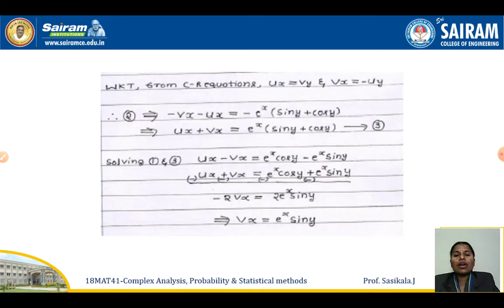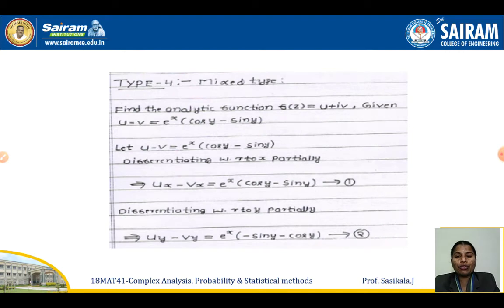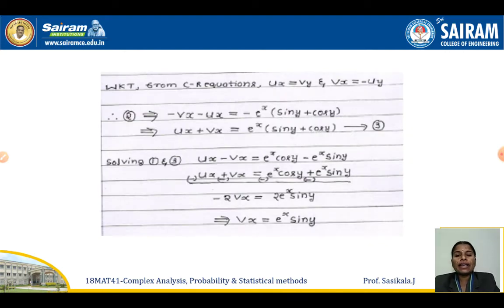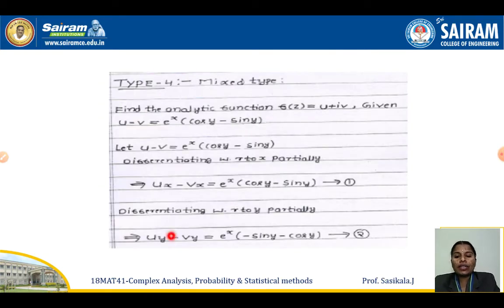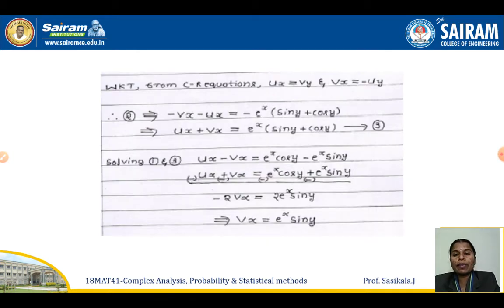Now we know the CR equations: ux is equal to vy, vx is equal to minus uy. Therefore, replacing in equation number 2, in terms of x, I get minus vx, with uy replaced by minus vx and vy replaced by ux. So minus vx minus ux is equal to minus e power x of sin y plus cos y. That implies ux plus vx is equal to e power x into sin y plus cos y, multiplying by minus. I am calling this equation number 3.